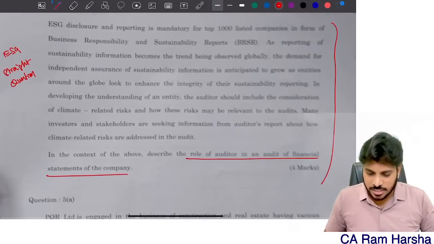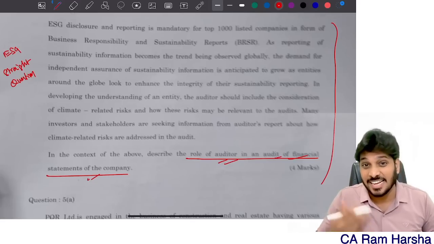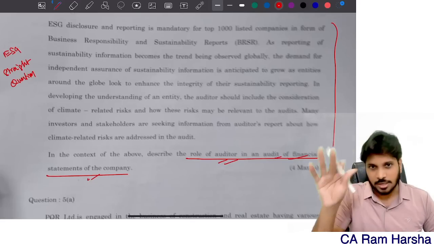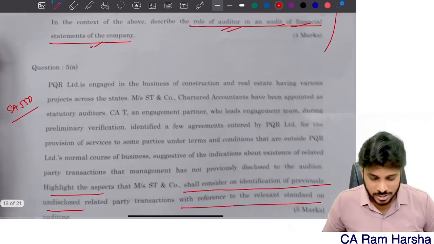ESG, straight question. This is: what is the role of the auditor in the audit of financial statements of the company regarding ESG? Take the last ESG chapter. It's somewhere in the last part. This question is given. Straight question.